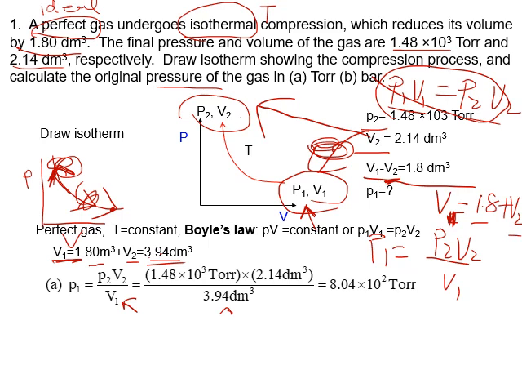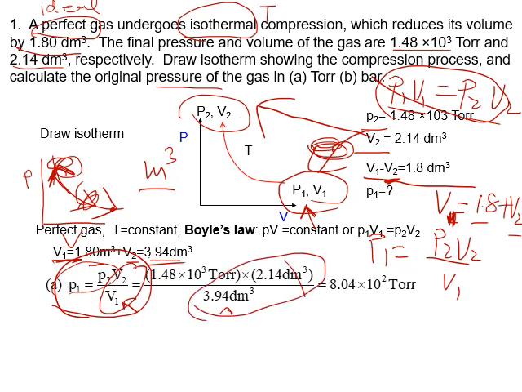Now, what about the unit? You don't have to use cubic meter. Remember, cubic meter is the SI unit, but in this equation we don't need a gas constant, and as long as V1 and V2 are in the same unit, consistent, that's fine. And P1 and P2 should also be in the same unit. Here both volumes are cubic decimeter, so the unit will cancel. For P2 we use Torr, and therefore the final answer for P1 is also in Torr. So that's question A.